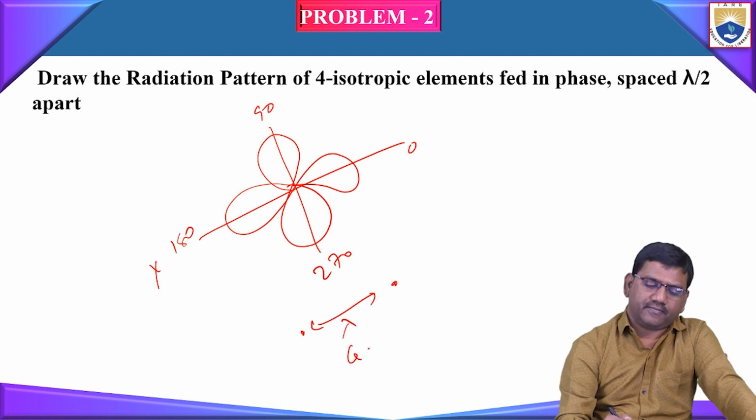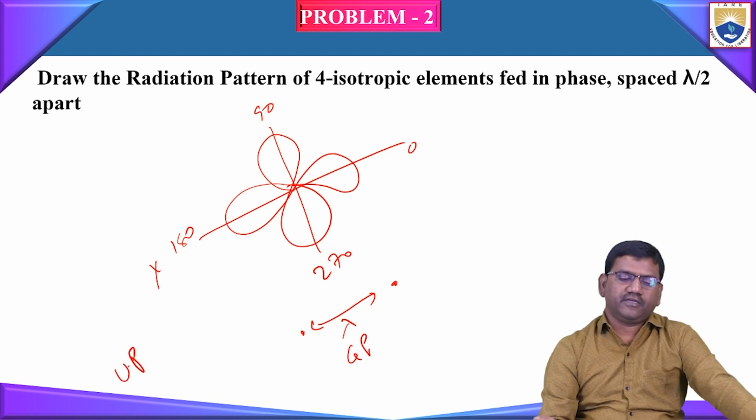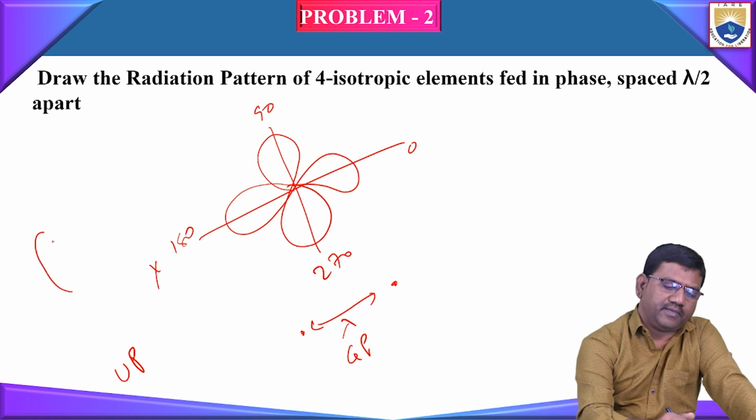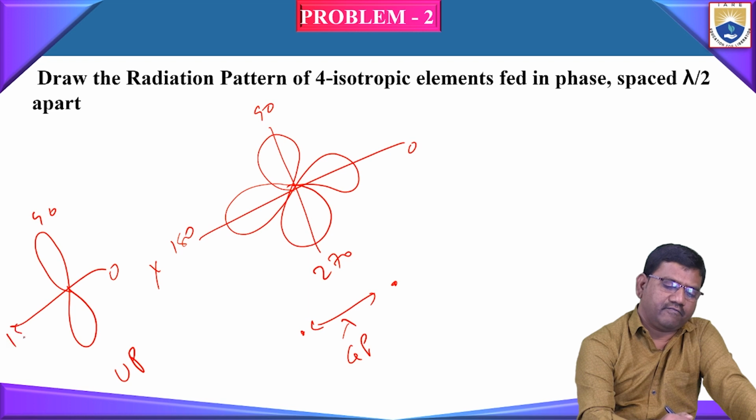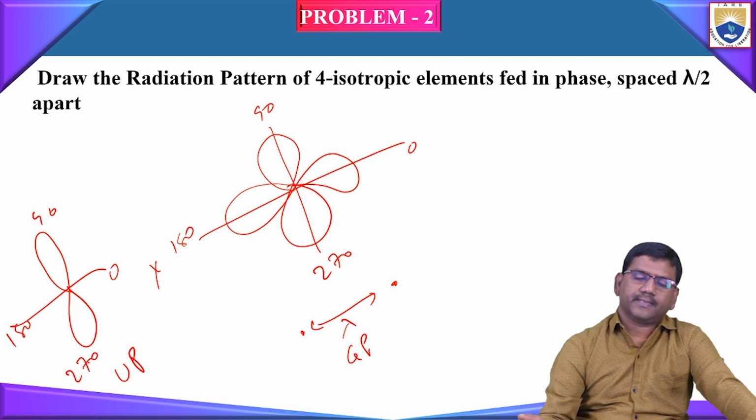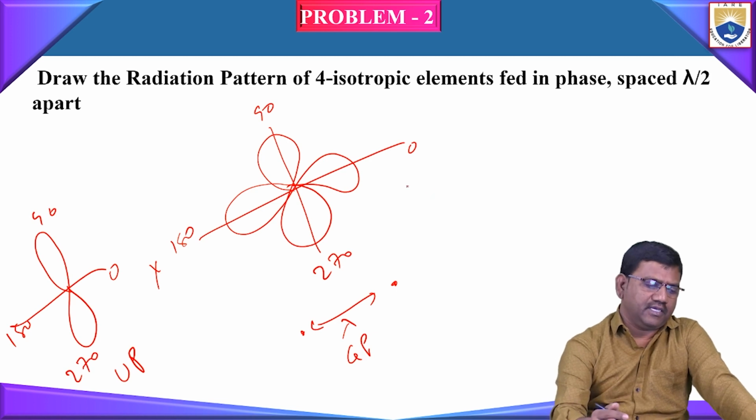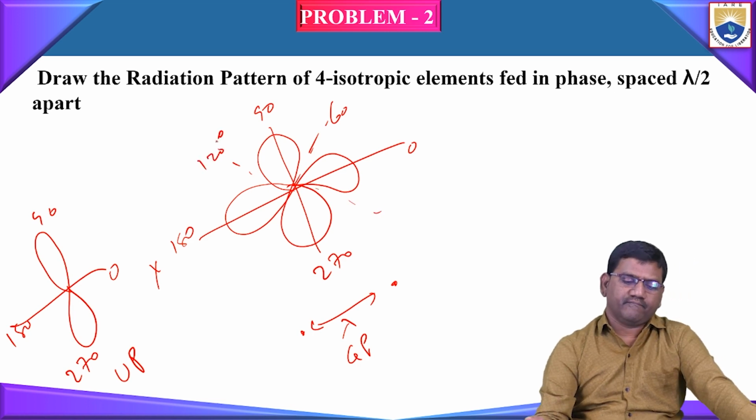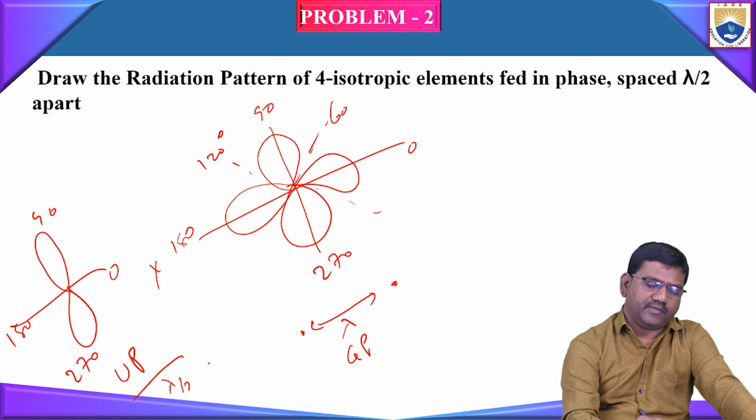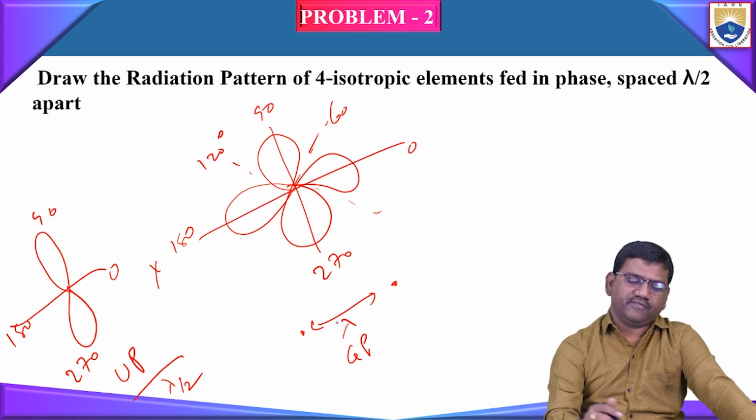This is the group pattern, and this is multiplied with the unit pattern. The individual element pattern we call it as a unit pattern. The unit pattern will be like this: 0, 90, 180 and 270. So if we multiply these two, maxima into maxima, here we are having nulls at 60 degrees and also 120 degrees. This is the unit pattern, separated by lambda by 2 here, and this is the group pattern multiplied, separated with lambda here.